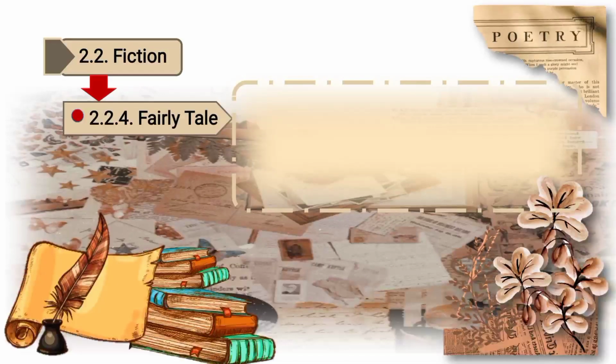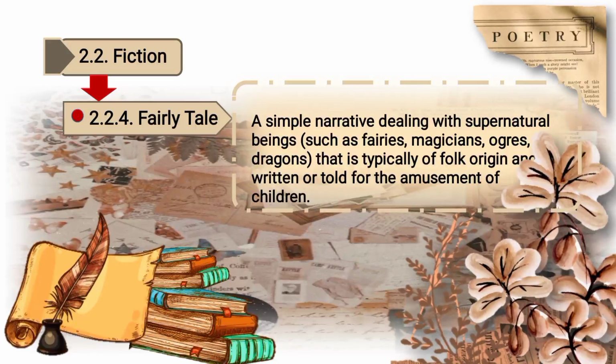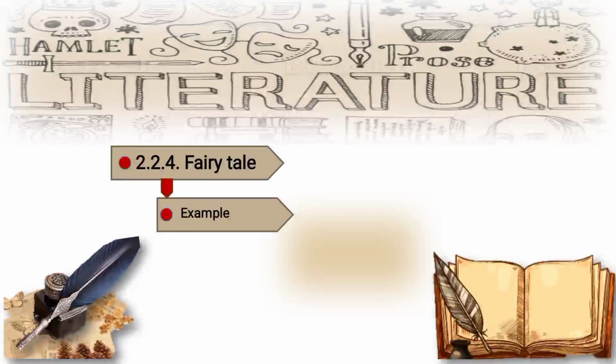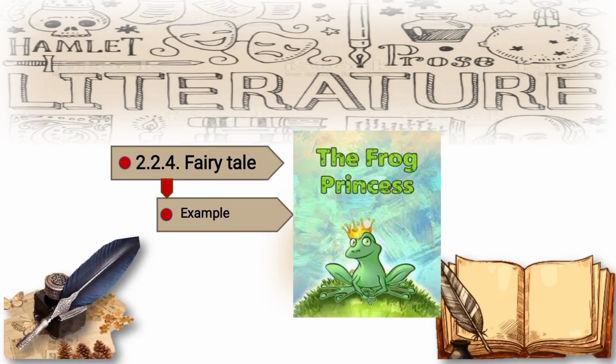Next is the fairy tale. It is a simple narrative dealing with supernatural beings, such as fairies, magicians, ogres, or dragons, that is typically of folk origin and written or told for the amusement of children. It contains improbable events, scenes, and personages, often having a whimsical, satirical, or moralistic character. Example of fairy tale is the Frog Princess.